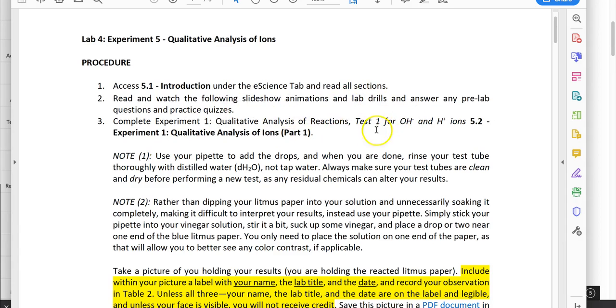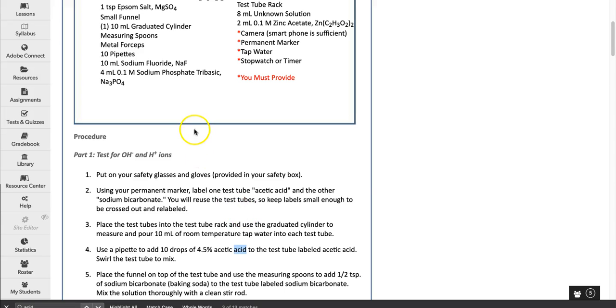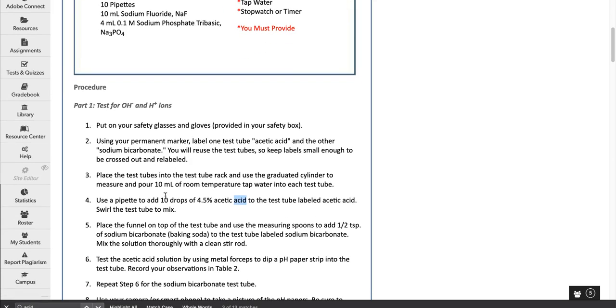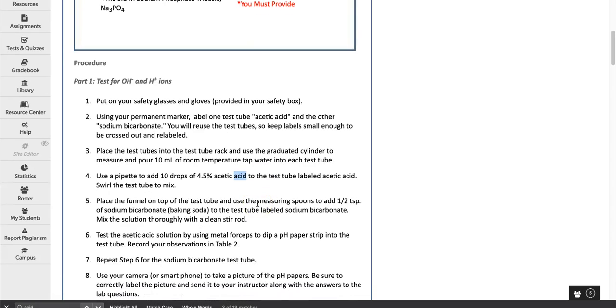So this is really where you're going to start the actual chemical experiment. And as it says, use your pipettes to add the drops, and then when you're done, rinse them, and so on. Okay, but then down here, obviously I know you don't need me to read through this, but your question was about adding the acid. Use a pipette to add 10 drops of the acetic acid to the test tube labeled acetic acid. Okay, so you're going to be using your pipette to add the acid.